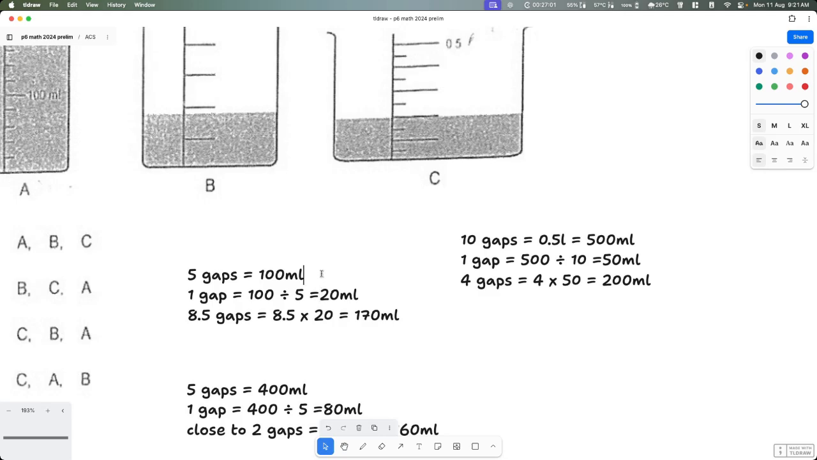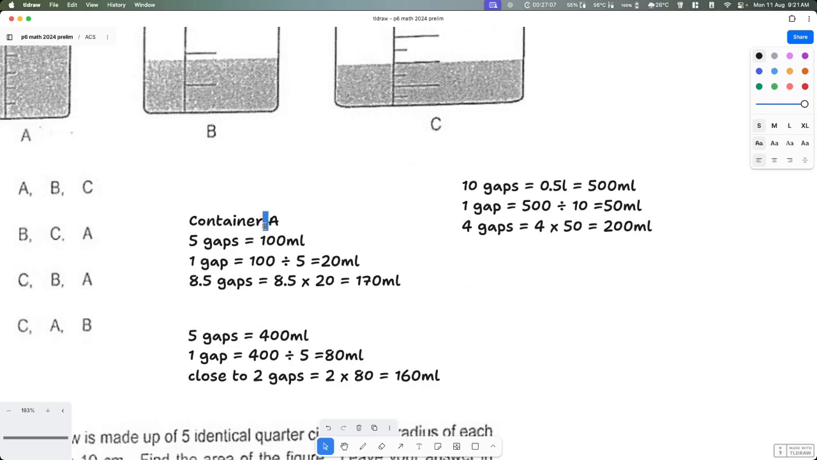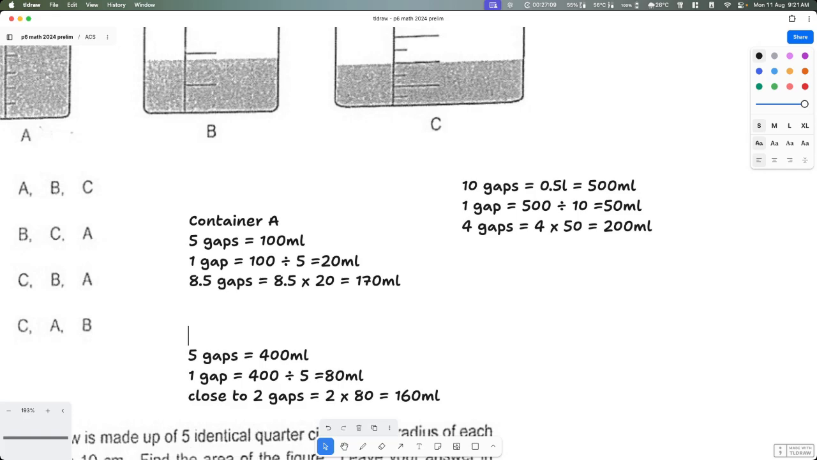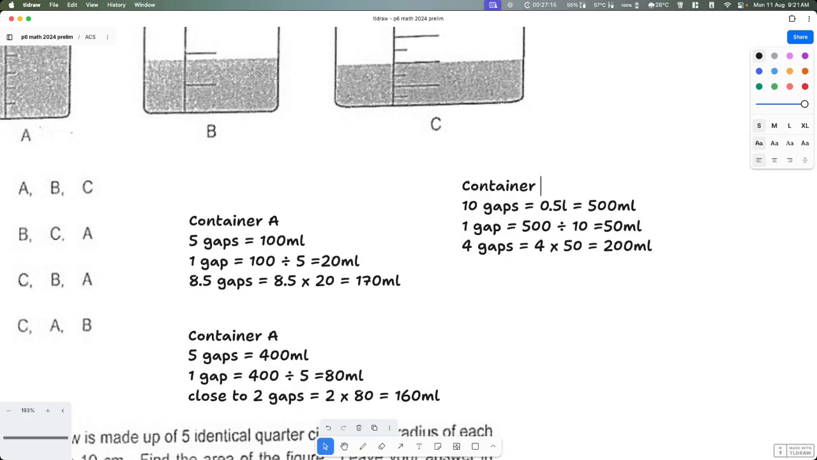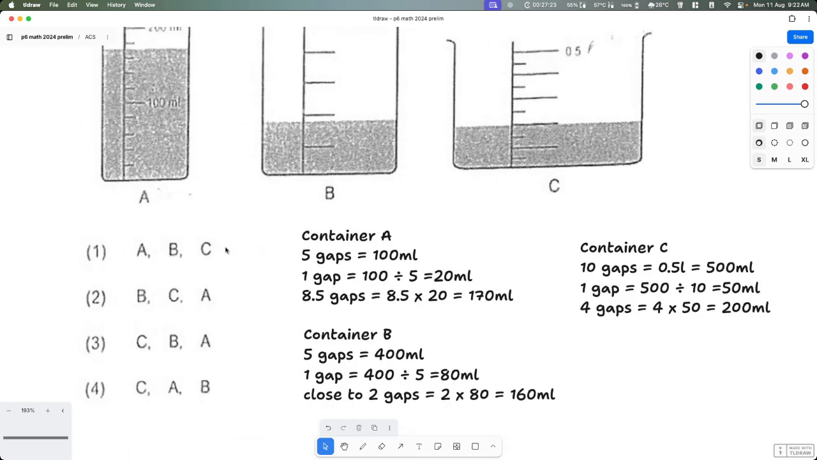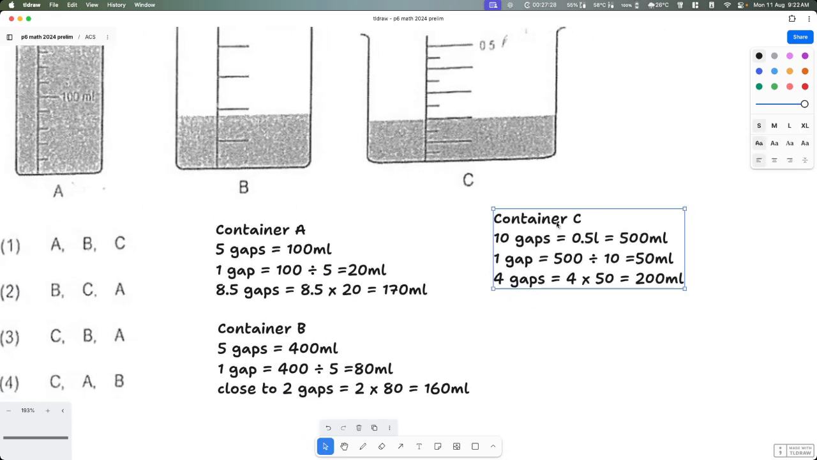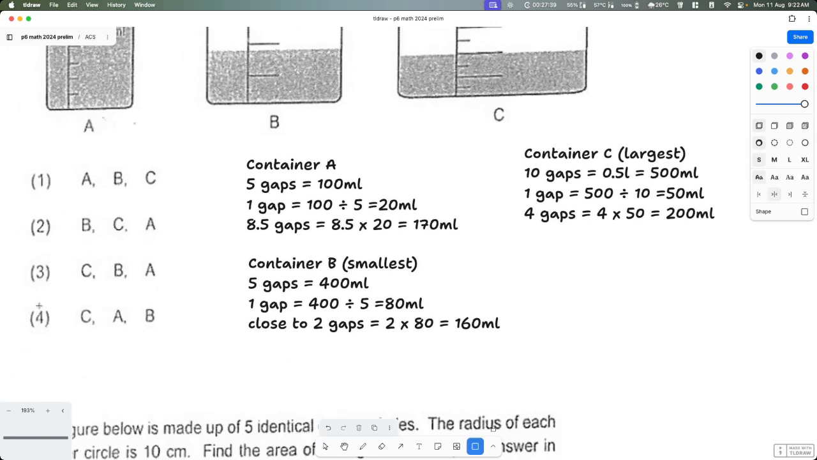Okay, so from here, I'm going to label them as container A, container B, and the last one, container C. So from here, I think we can see which one is the biggest and which one is the smallest. So container C is the biggest. So from largest to smallest, C is the largest. And what is the smallest? Smallest is container B, right? So the answer to this is number 4 over here.